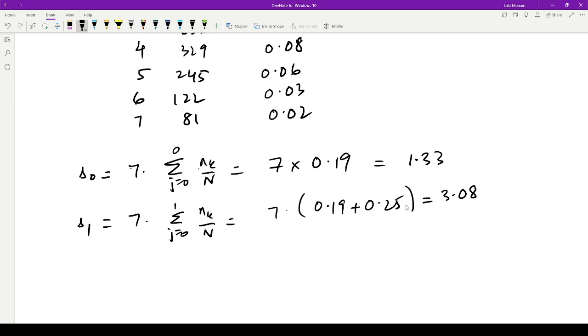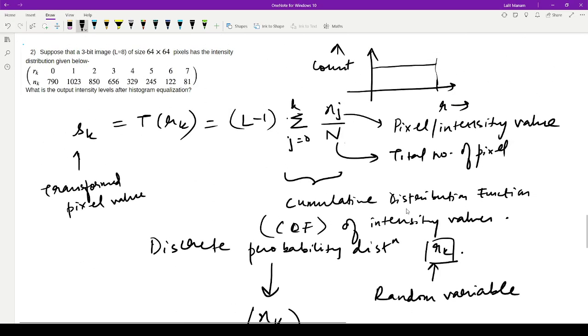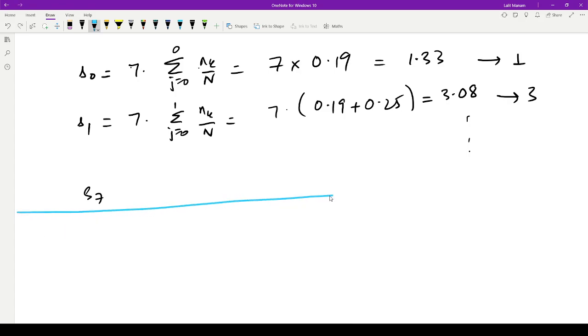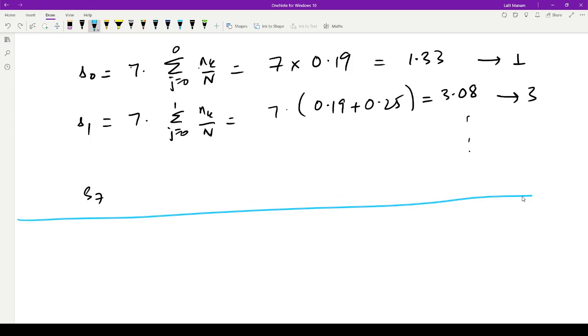The problem with us is that we live in a computer world, so we have to quantize it. And given that we have a 3-bit image and it always takes integers, we have to round it off. So rounding 1.33 will give you 1, 3.08 will give you 3, things like that. So you can take it up to S7. Is this question clear? Okay. We'll move on to the next one then.